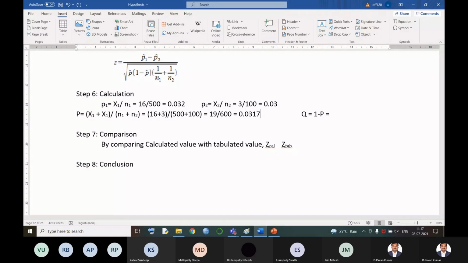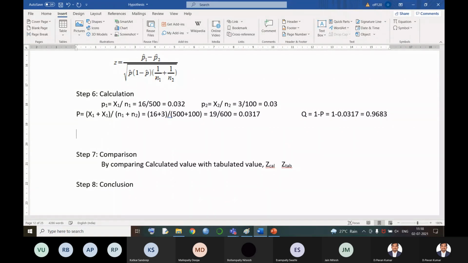So once we got to know the value of P, immediately Q value will be how much here? 1 minus 0.0317. That is equal to 0.9683. This is the Q value. So now we got all the values. Just we need to substitute in the formula now.